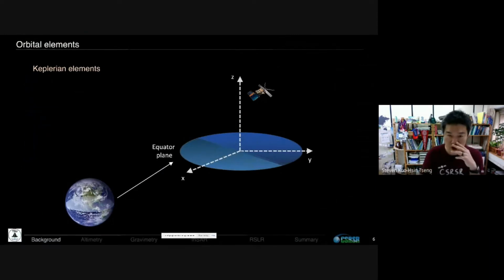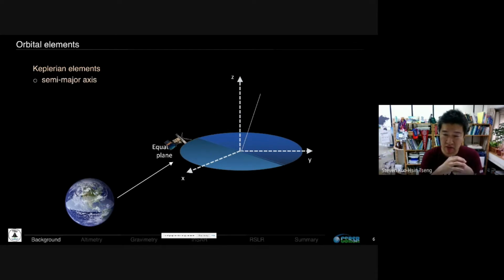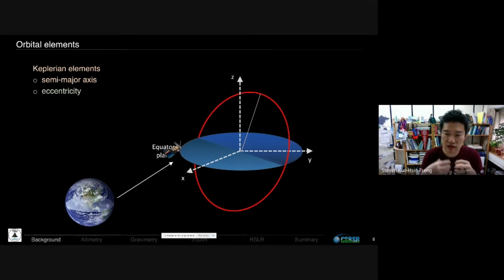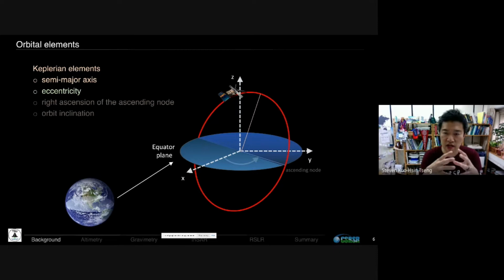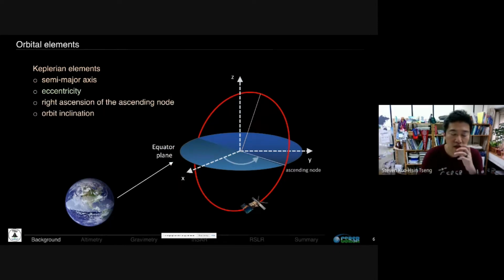So the satellite motion is very much about the orbital dynamics. When we describe the satellite motion, we use the so-called Keplerian elements, or Kepler's elements. Basically, there are 6 elements. When you understand this terminology, you can communicate with other remote sensing people about the spec of the satellite and the purpose of the mission.